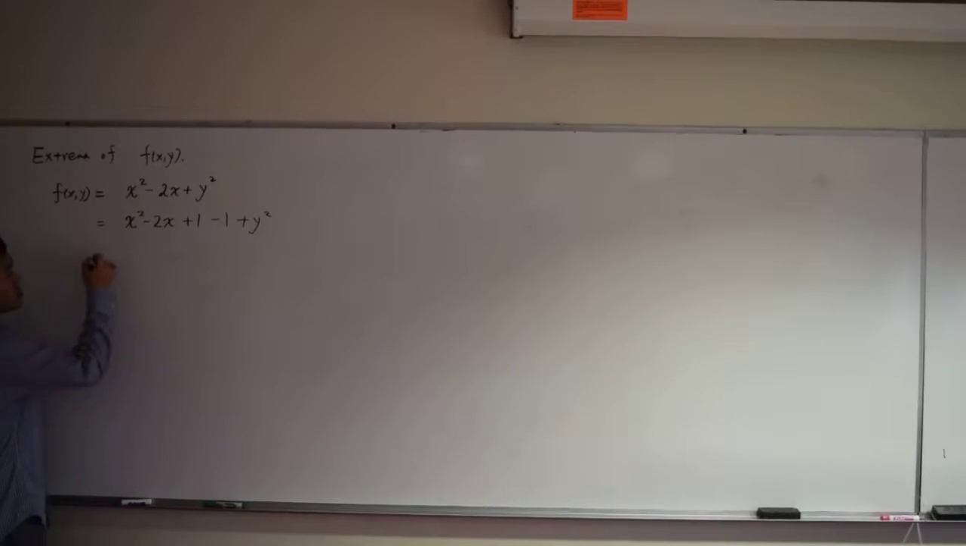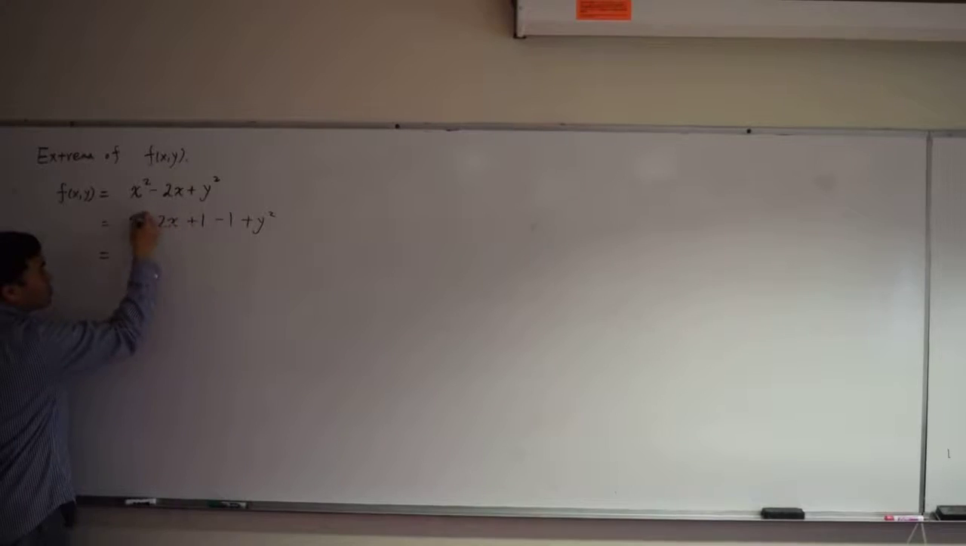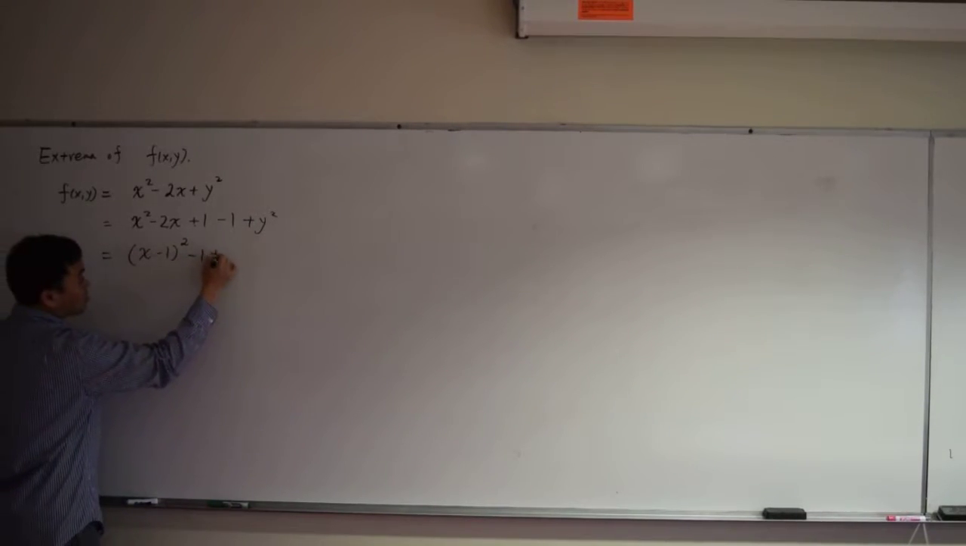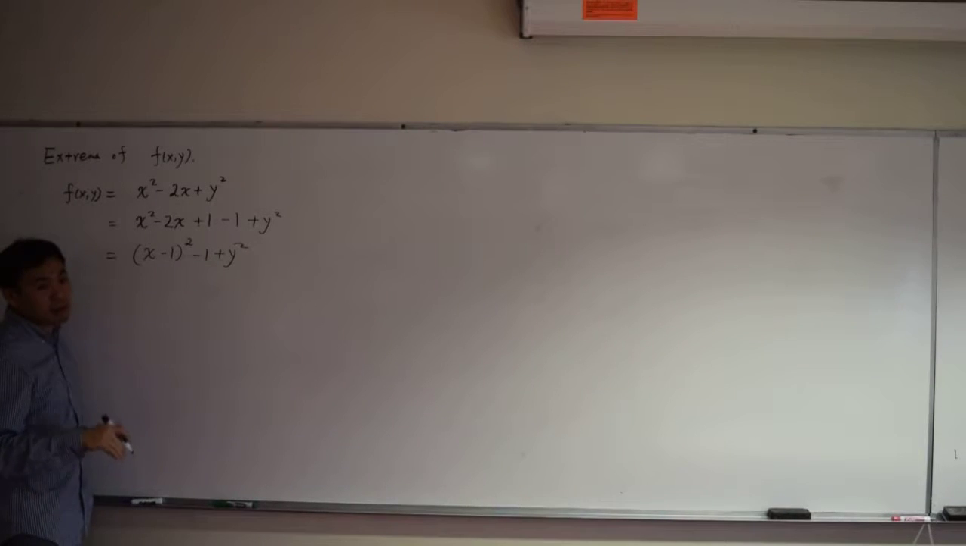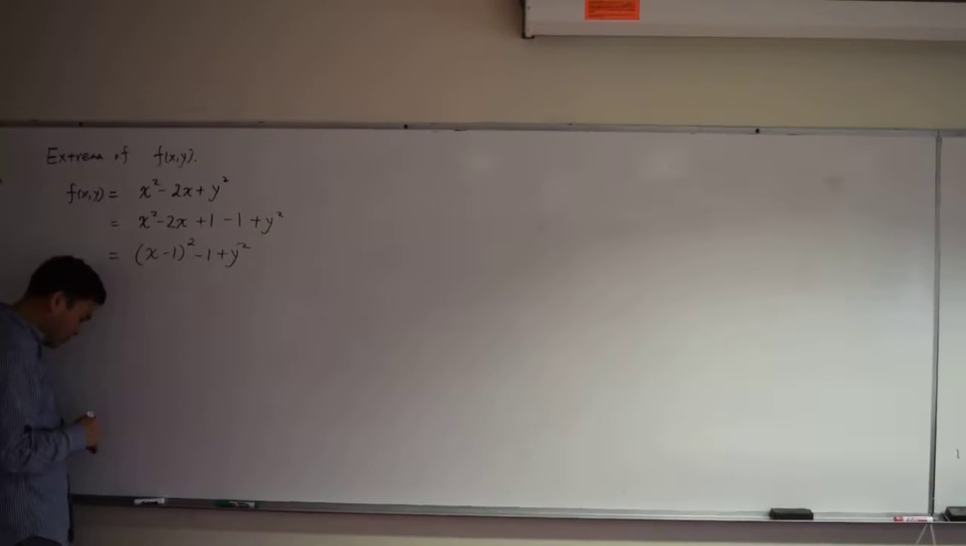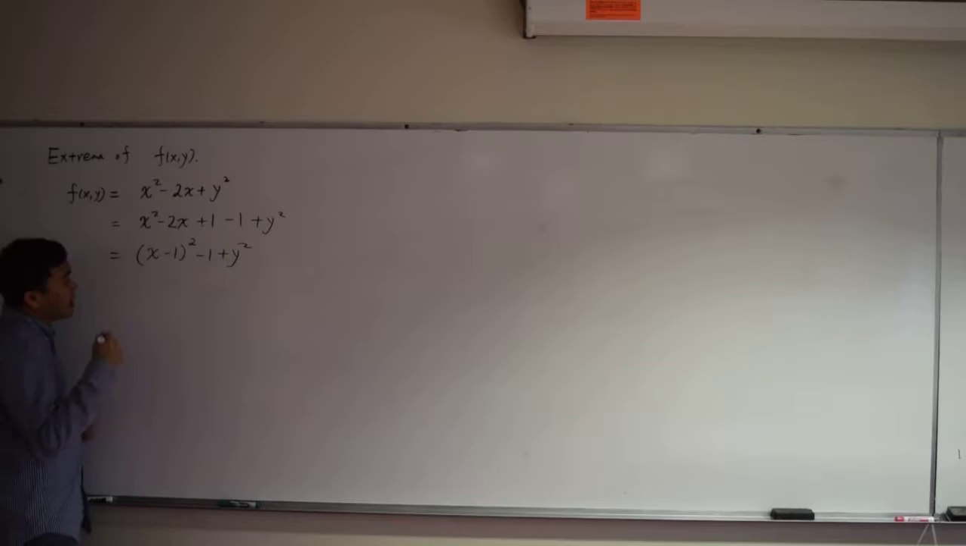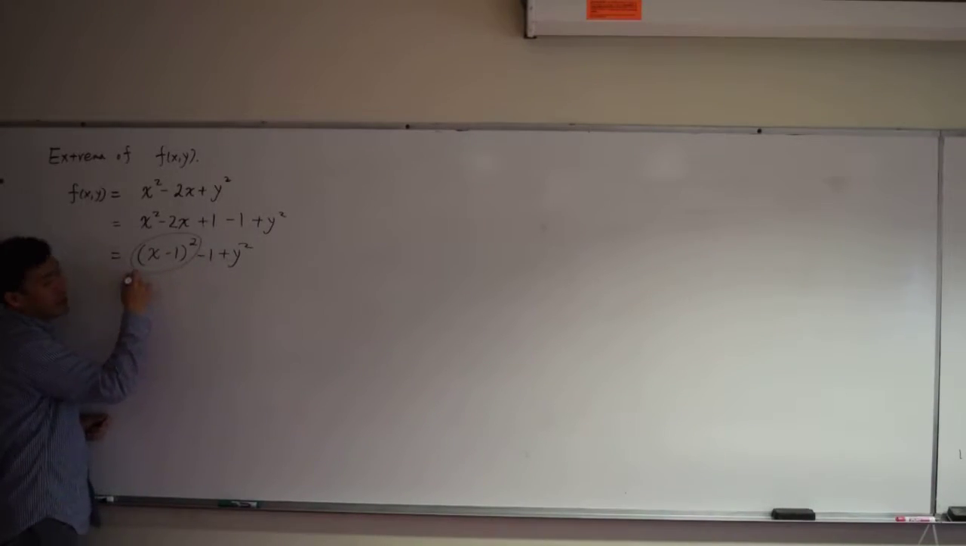And what I want to do really is to complete the square. This is a square of what? It's a square of x minus 1 squared minus 1 plus y squared, isn't it? Okay. So we call this completing the square in pre-calculus. You learned it. But the reason I'm doing it here is to point out the following fact. Can x minus 1 squared ever be negative?